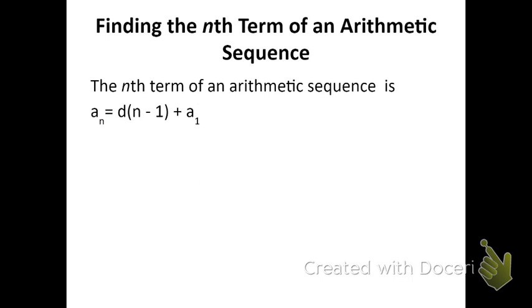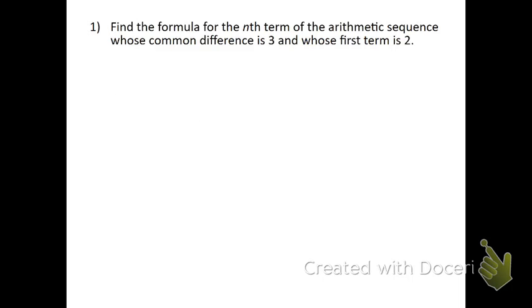So just like with lines, when you have 2 points, you could write the equation of a line. Or back to lines, if you have the slope and the y-intercept, you can write the equation of the line. Same thing with arithmetic sequences. If you know any two terms, or if you know the common difference and the first term, you can write the nth term formula.